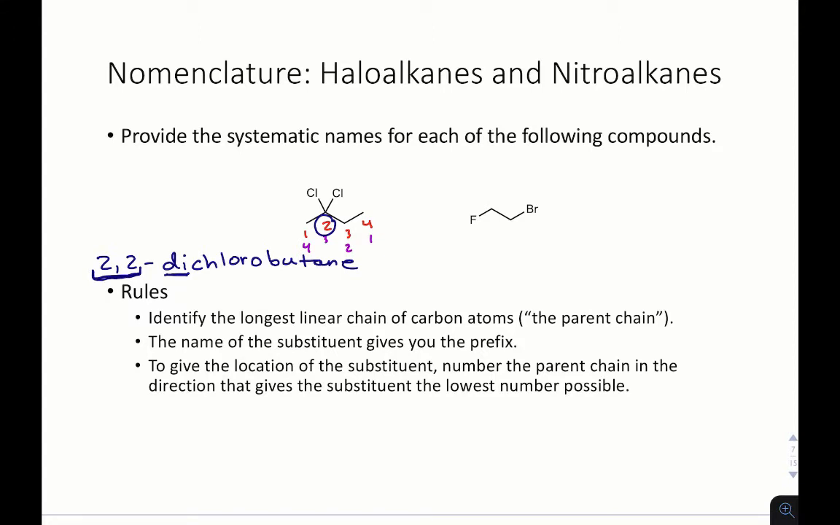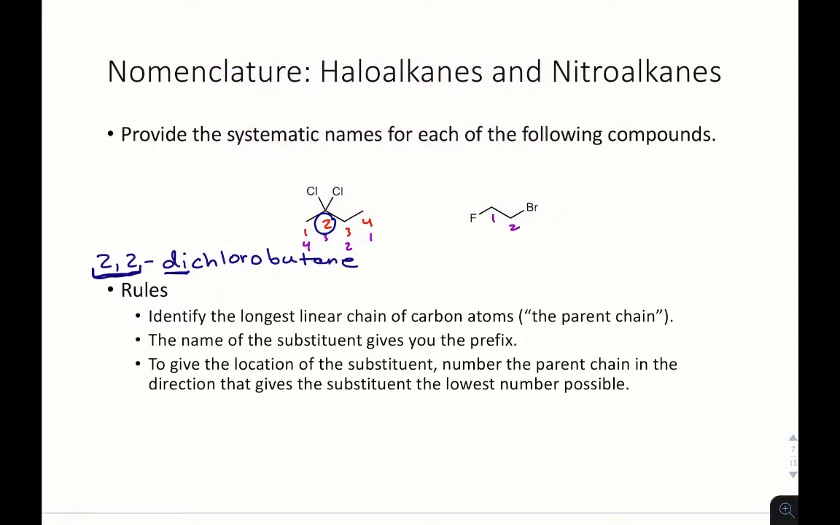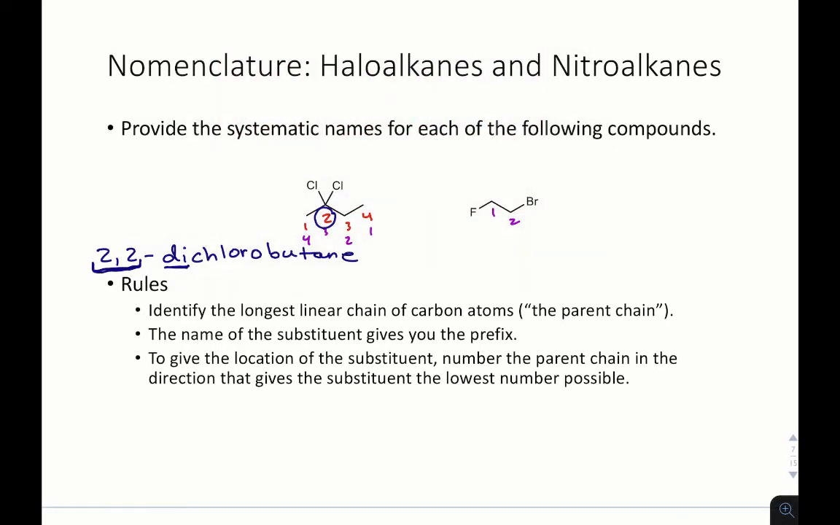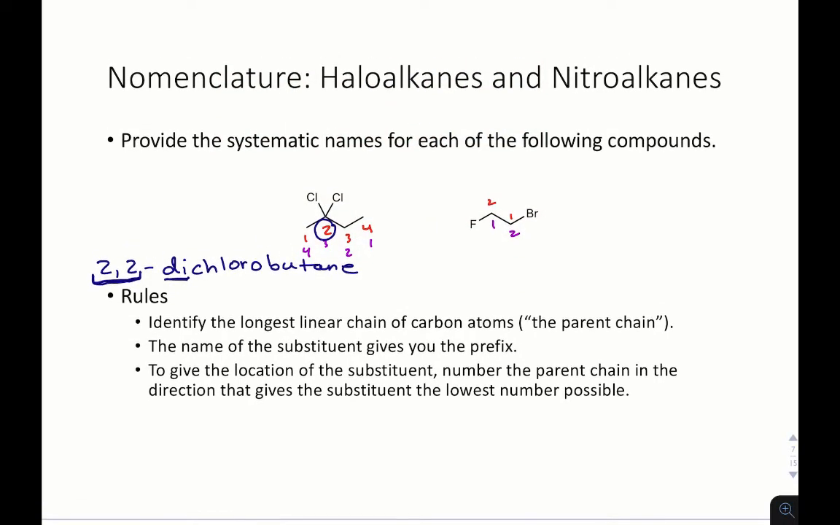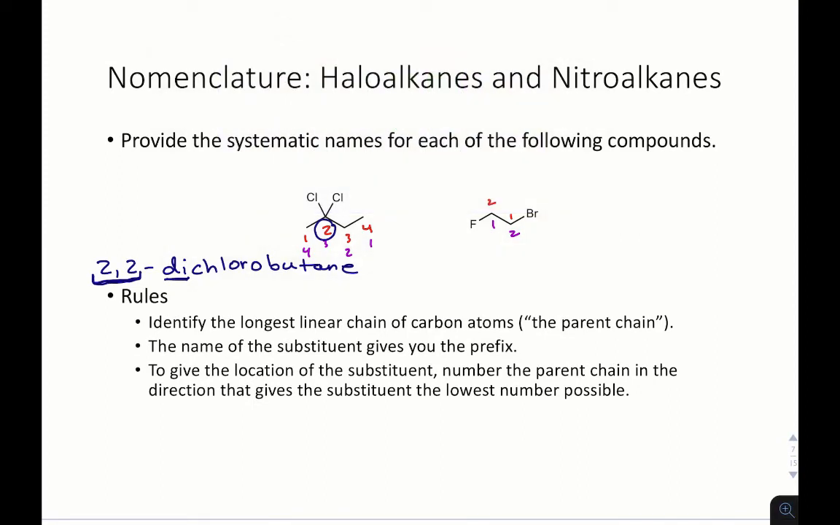All right, next example, if you haven't tried it, go ahead and pause and do that. All right, so this one is a little bit tricky. So we have 2 possibilities. So we have a bromo, we have a fluoro. So first of all, let's just deal with how we're going to put bromo and fluoro in the name. When you have multiple substituents, you do want to list them in alphabetical order.